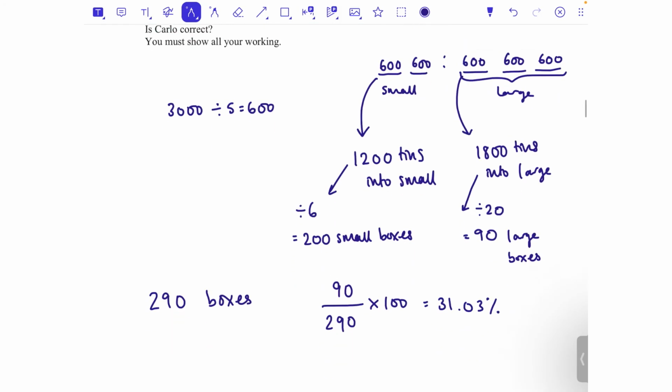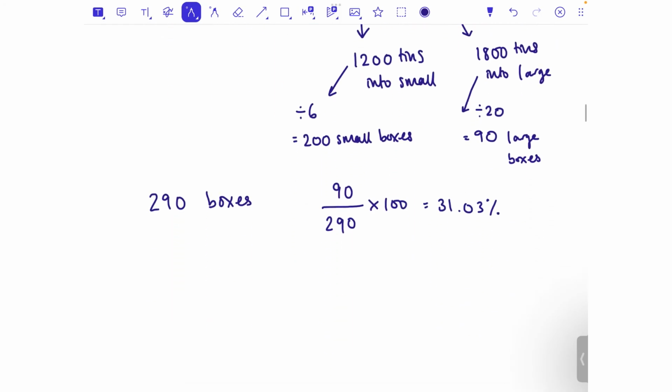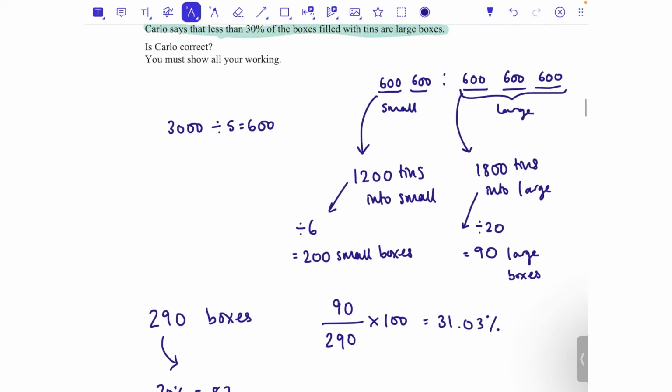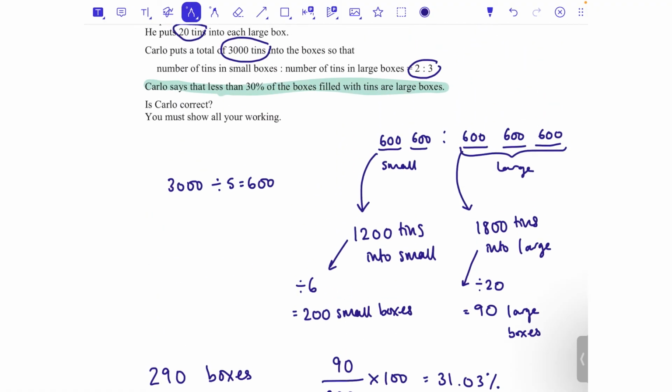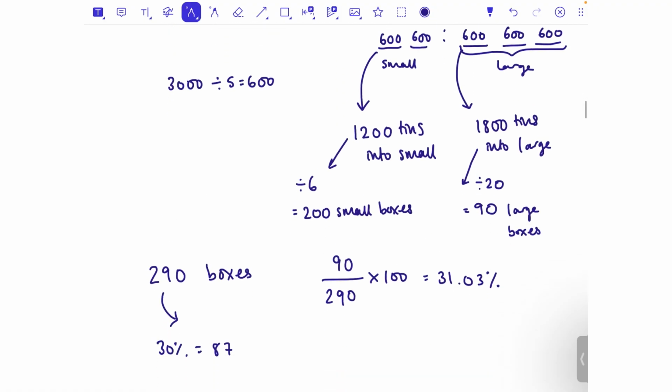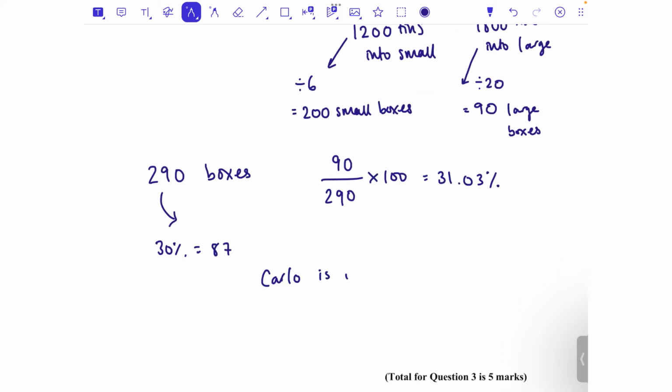Another way of doing it would be to say, well, 10% of 290 would be 29. You could times that by 3. 29 times 3, or 30% of 290, was 87. So then we can say no, because it's 90, so that's more. So he's saying less than 30% of the boxes are large. So Carlo is incorrect, as more than 30% are large.